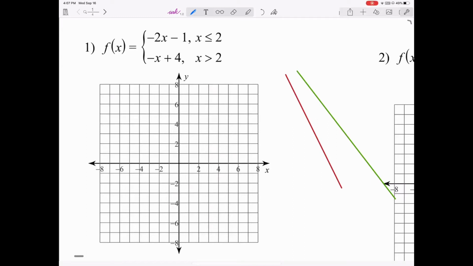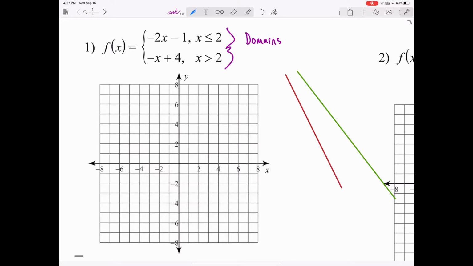Okay, today we're going to look at piecewise functions. You may or may not have worked with these before. We're still in section 2.2, and piecewise functions are simply functions that are in different discrete pieces. So what we have here is a function that's in two pieces, and these are the domains. So the domains are x is less than or equal to 2 and x is greater than 2.